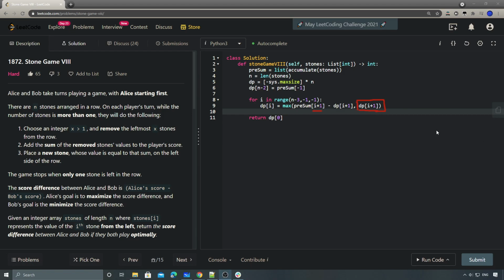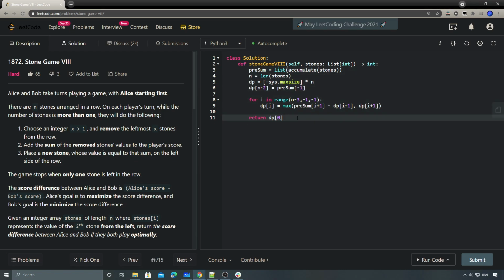And yeah, so that's it. It's a very, very cool problem. The thinking process is pretty tricky, but once you figure it out, look at how short the code is. It's pretty amazing.